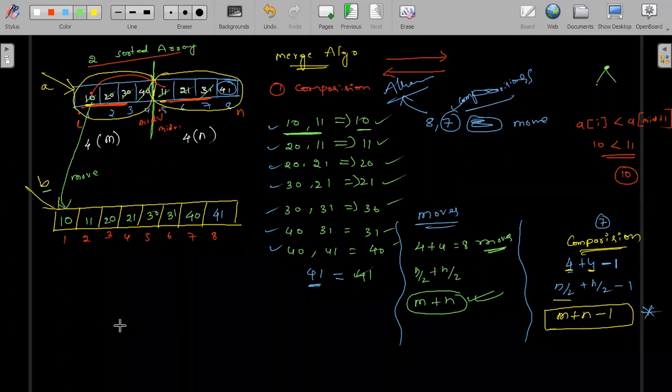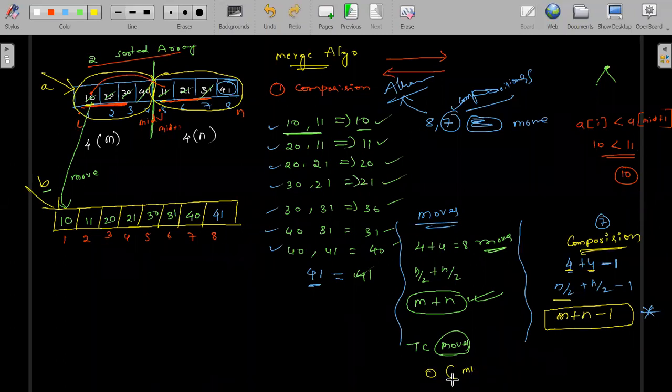Okay, now finally what I wanted to conclude here is the time complexity for the merge algorithm. I am talking about only the merge algorithm. I am not talking about anything related to merge sort. Time complexity is nothing but moves. Understood everyone? So that's why we write big O of m plus n. So this is your time complexity for the merge algorithm.